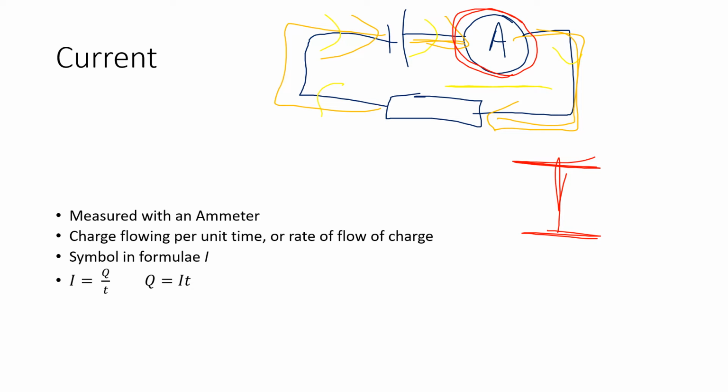And so there's the formula. It's the rate of flow of charge. So it's how much charge, Q, divided by how much time, T. Or we could rearrange that so that charge is equal to the current flowing multiplied by the time taken. So that gives us our fundamental definition of current and charge. It's that charge is the amount of current multiplied by the amount of time taken, or current is the charge that has passed divided by the time.